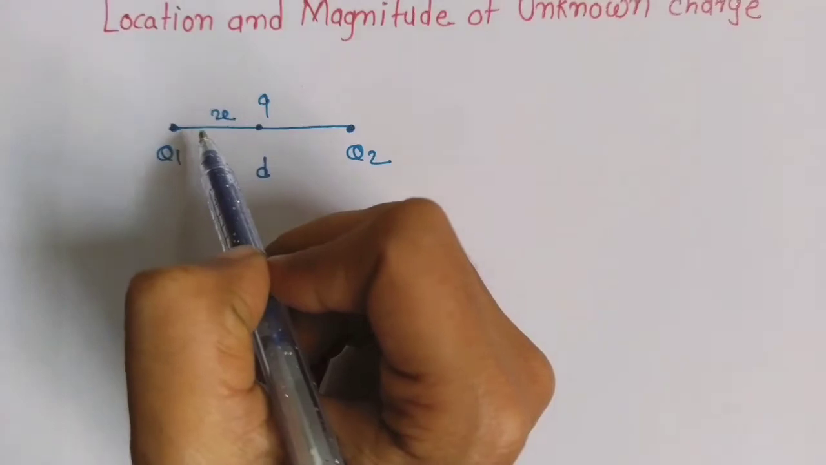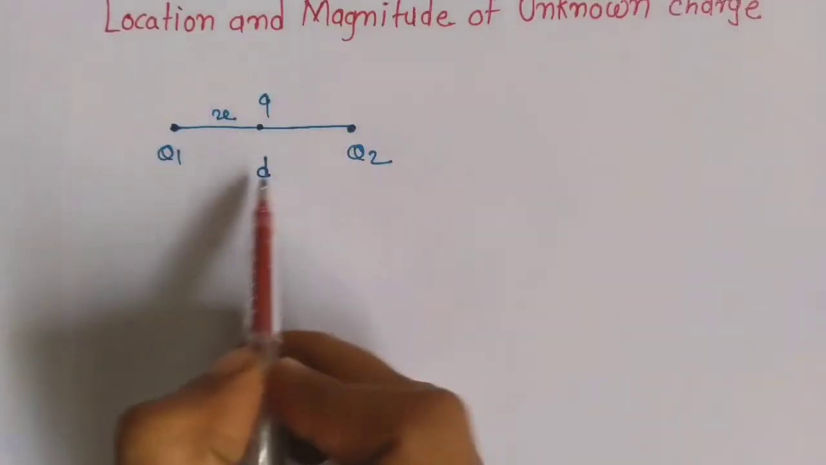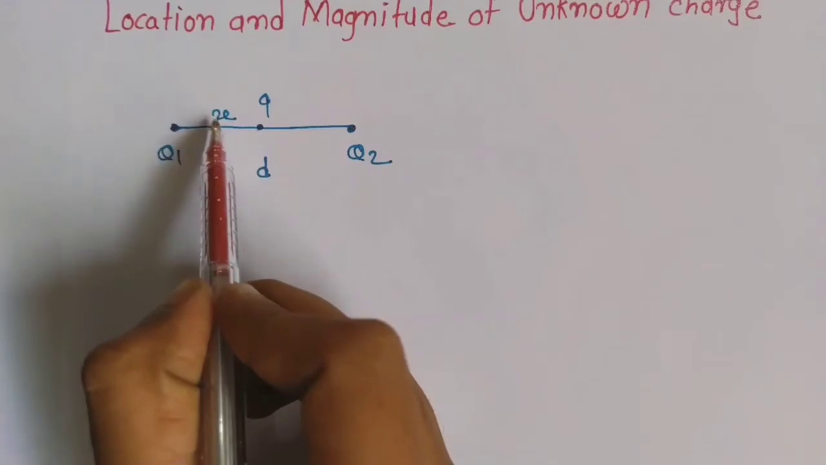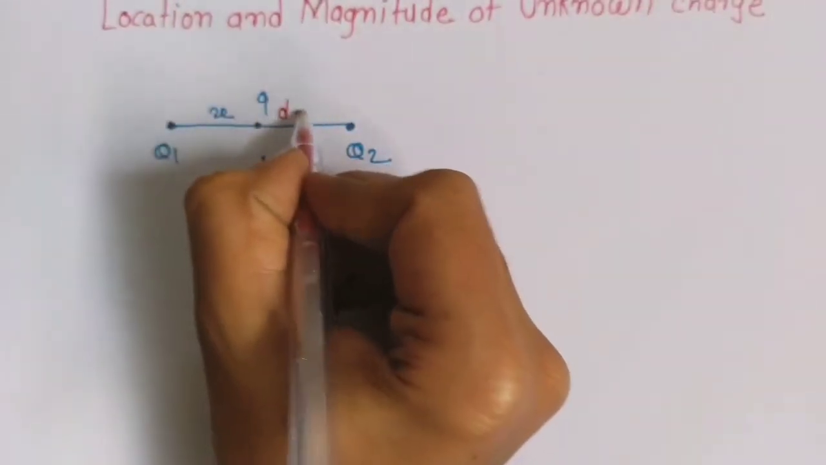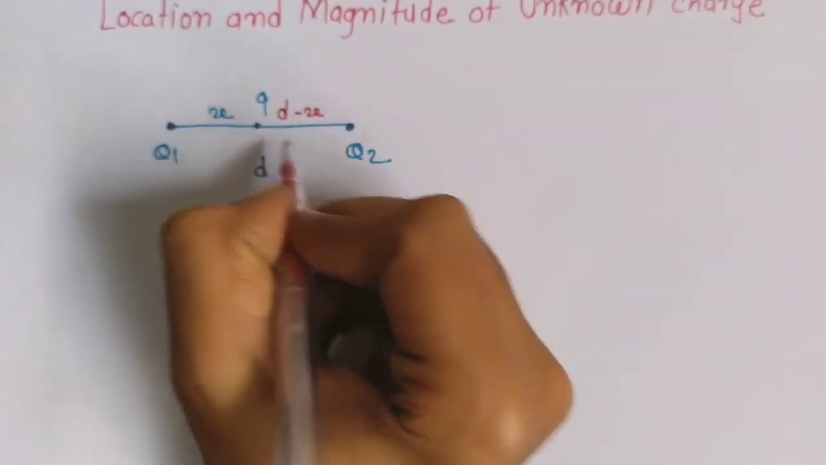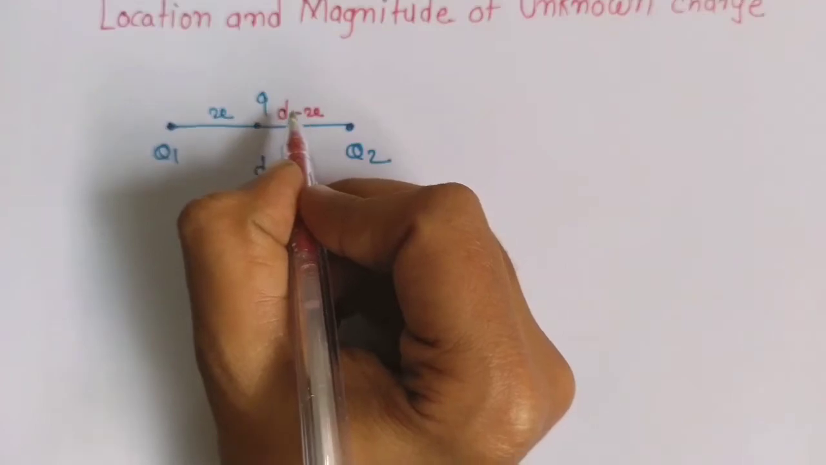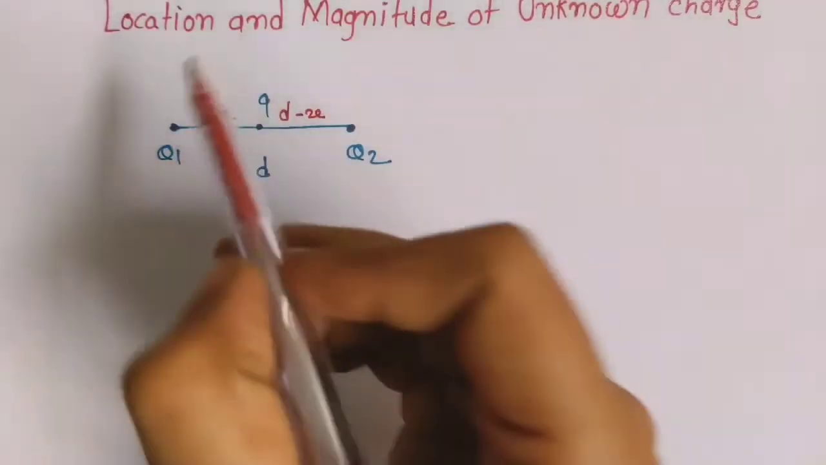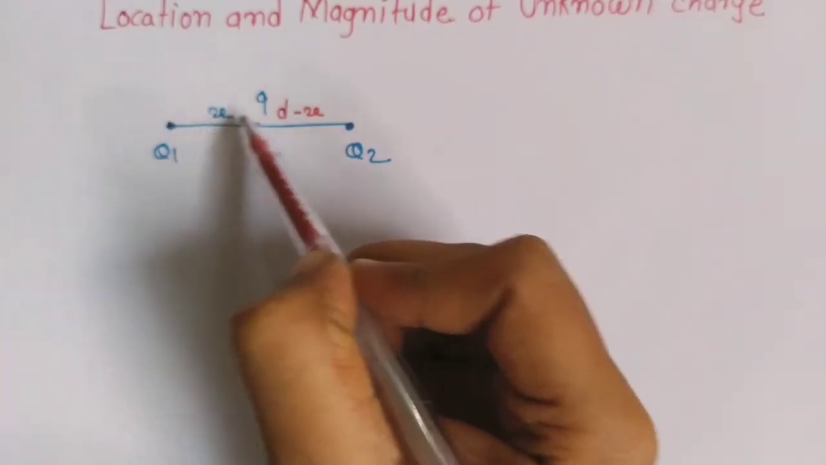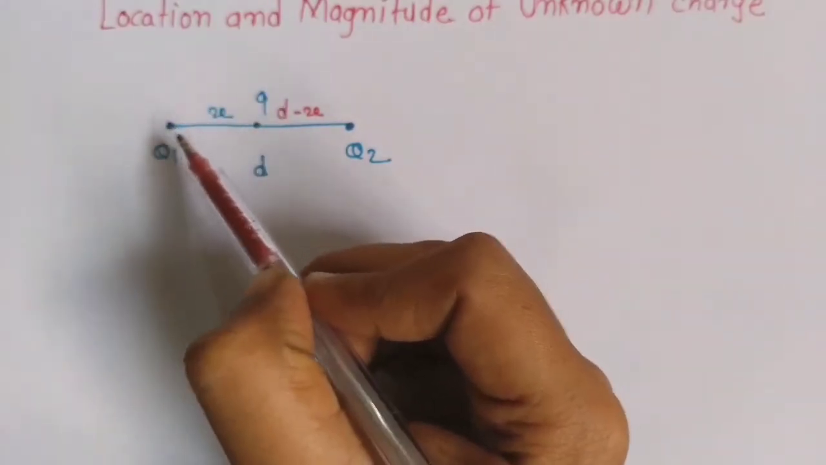So this distance is D, this distance is x, and obviously this distance is D minus x. The distance of charge Q2 from charge Q is D minus x. We have to find the value of x, meaning the location of charge Q from charge Q1.